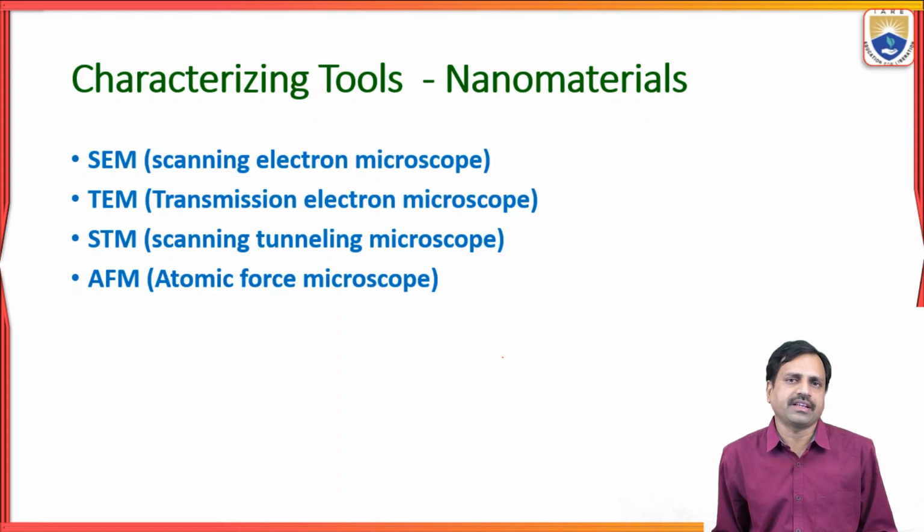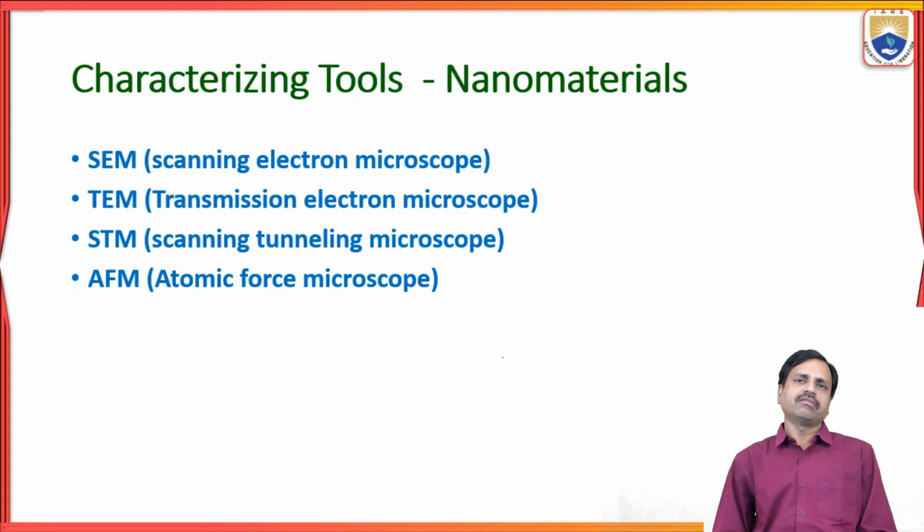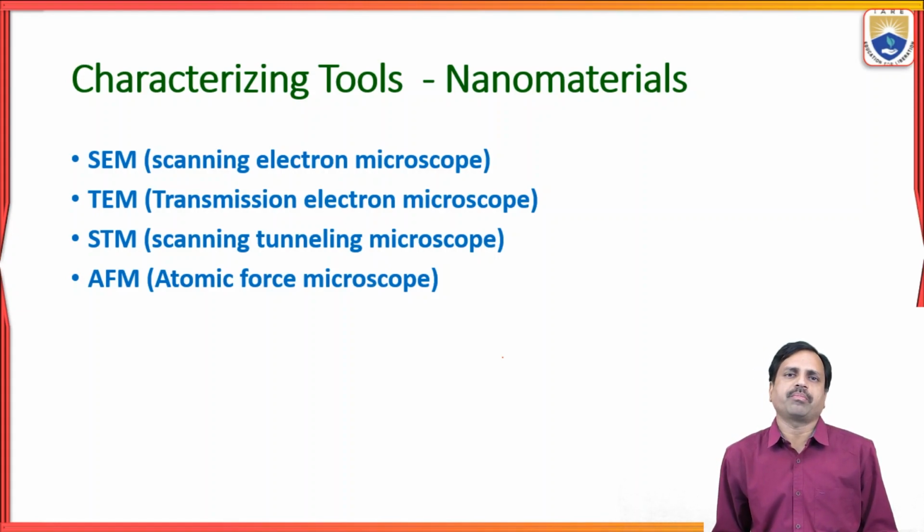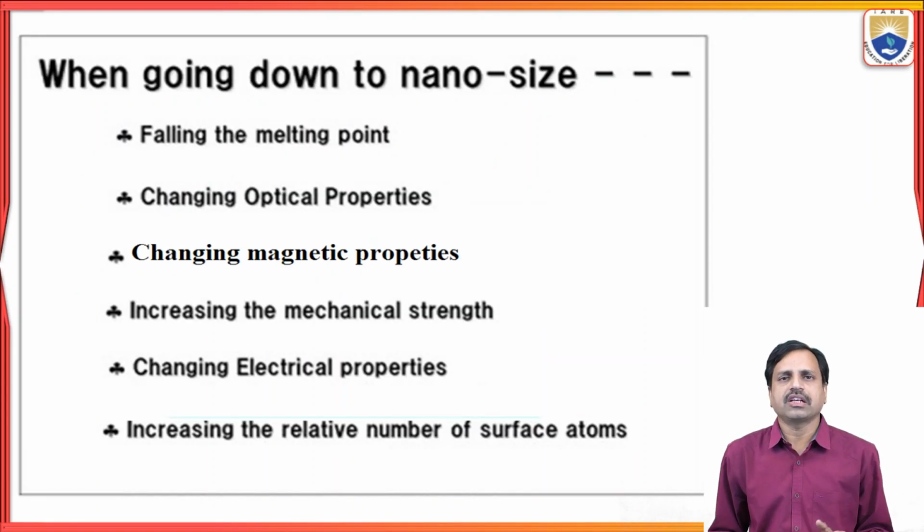XRD is a basic characterization to identify whether the powder or nanopowder is amorphous or crystalline. And from XRD we can also conclude the particle size. We can also characterize the particle size by SEM and TEM, right? So we'll discuss some properties of the nanomaterials.